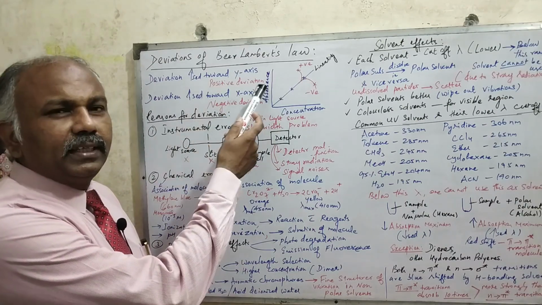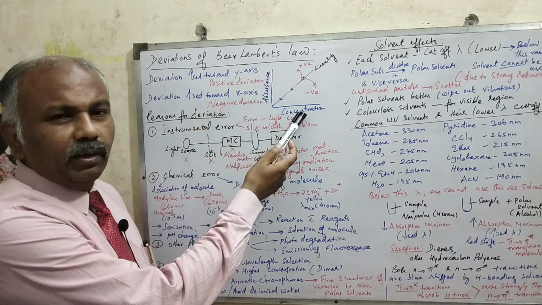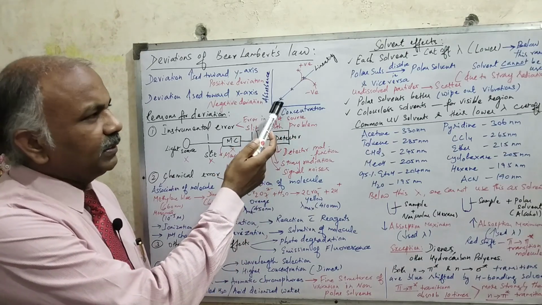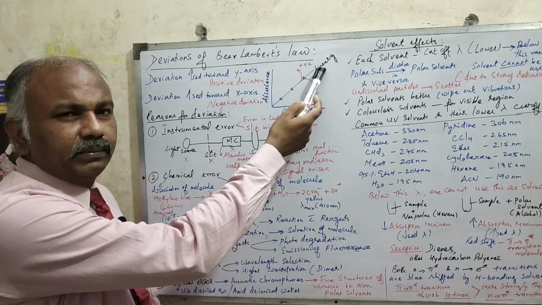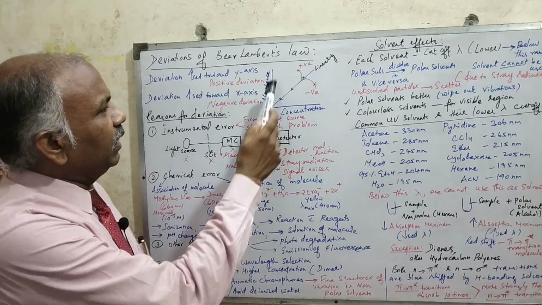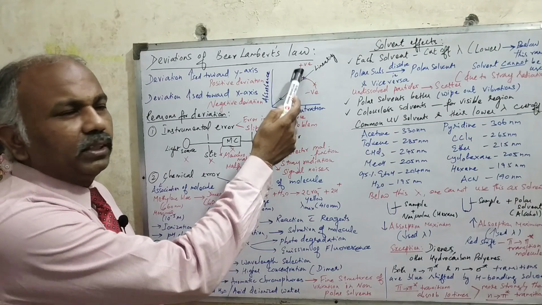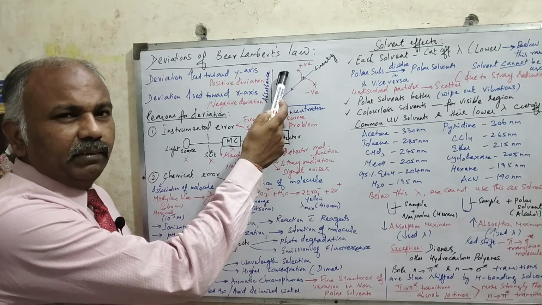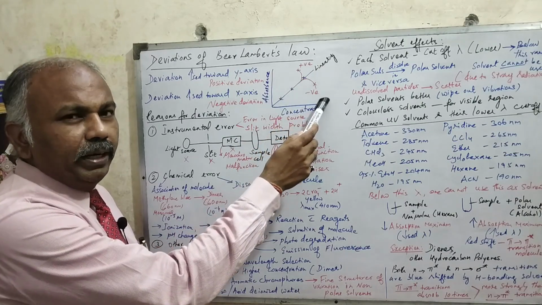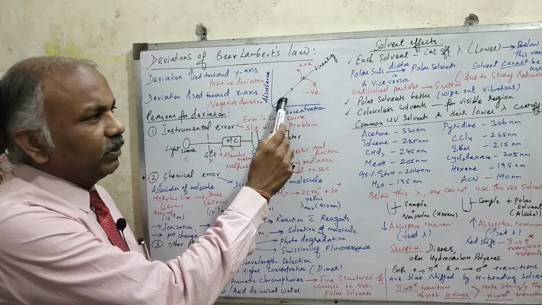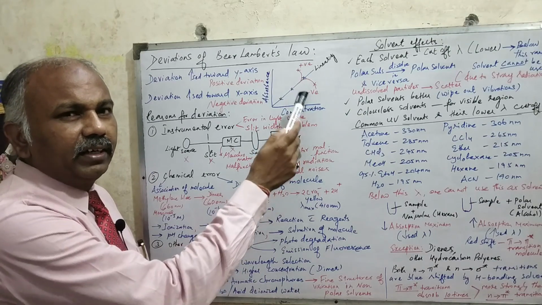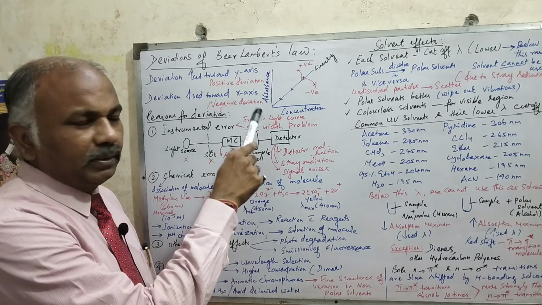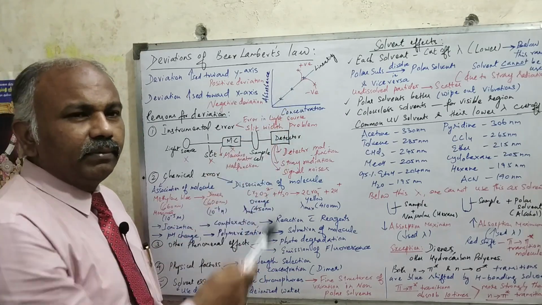When I talk about the reasons for deviation of Beer-Lambert's law, I make concentration on the x-axis and plot absorbance on the y-axis. When I plot this, I get a straight line which gives the linearity. Suppose the deviation is bending more and more towards the y-axis, on the positive side, then it is called a positive deviation. If the deviation is bending towards the negative side, or more towards the x-axis, it is called a negative deviation. So there are two types of deviation possible with Beer-Lambert's law: one is positive deviation, another one is negative deviation.